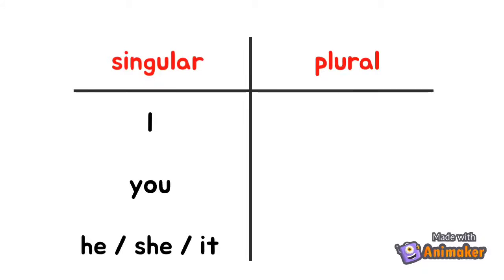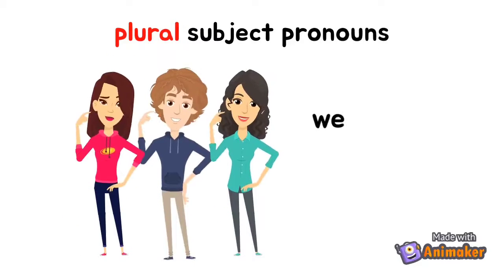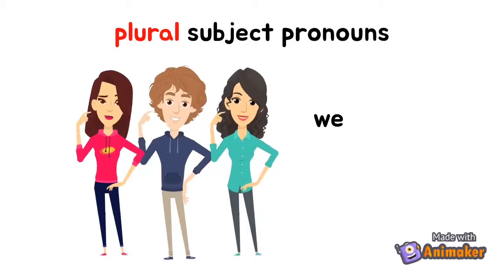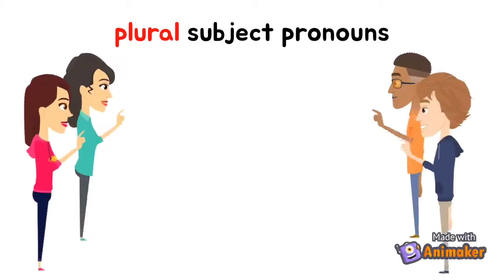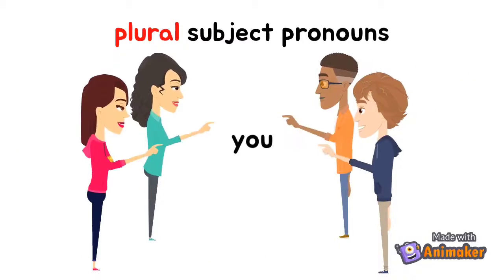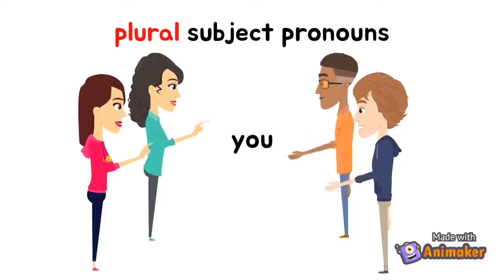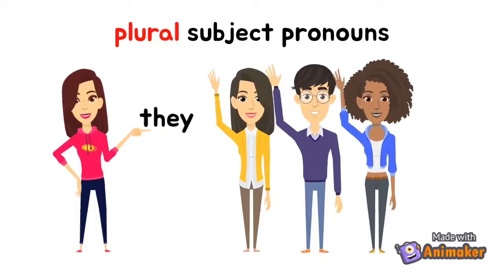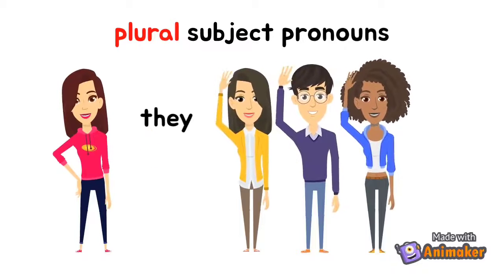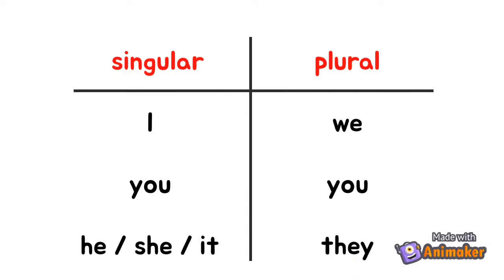Now it's time to talk about plural subject pronouns. First person plural is we. We are happy today. Second person plural is you. For example, you're listening to me. Third person plural is they. They say hello. So we should complete the plural part with we, you, and they.